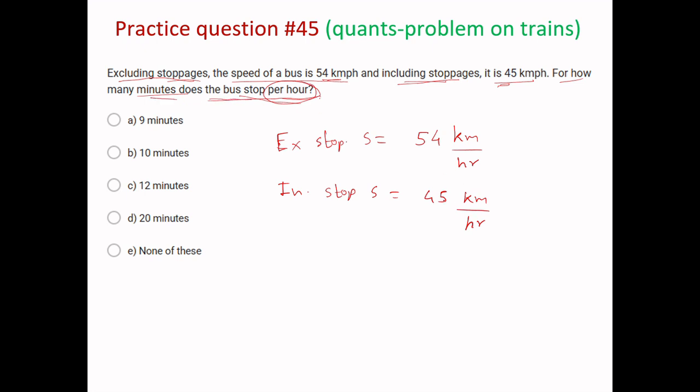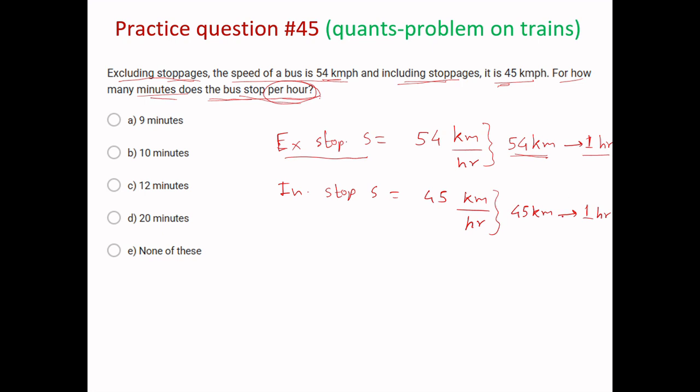Now here if we see 45 kilometer per hour and 54 kilometer per hour, so what it means, excluding stoppages, if the bus is running, it is taking 54 kilometer per hour as the speed, and the significance of this is nothing but it is covering 54 kilometers in 1 hour. 54 kilometer per hour, 54 kilometers are getting covered in 1 hour. Similarly here 45 kilometers are getting covered in 1 hour.